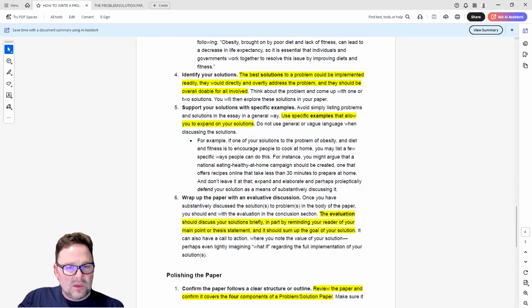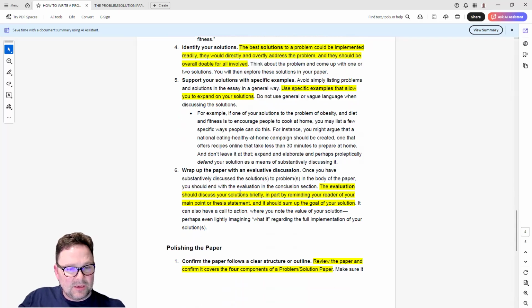And of course, one of the ways that we do this is how we present examples, sources, or otherwise to support our solutions. So keep that relationship in mind.